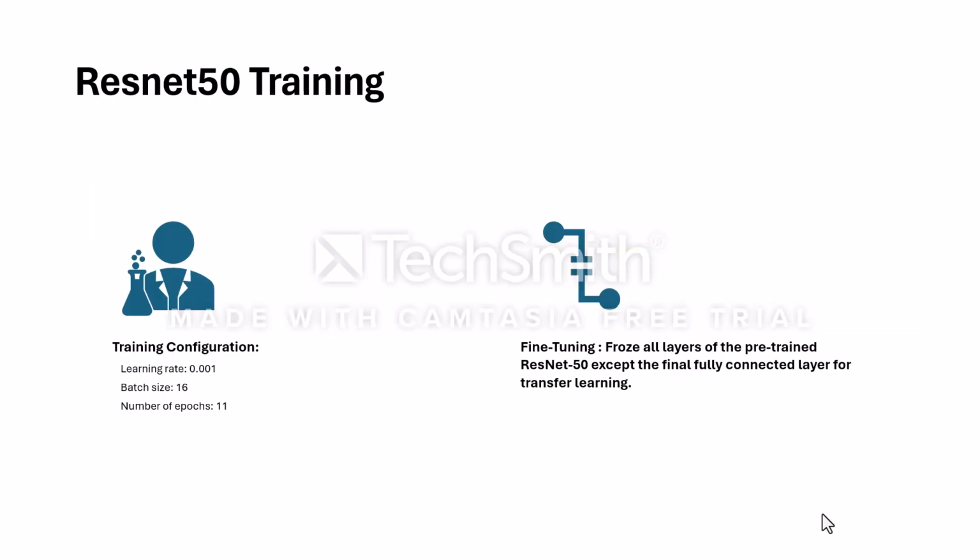Now let's move on to talk about the retraining of ResNet 50. The retraining of ResNet 50 involved specific configurations and hyperparameters to fine-tune the pre-trained model for the detection of illegal landfills. Here is the breakdown of the training configuration. Concerning the hyperparameters, we have used a learning rate of 0.001, a batch size of 16 images, and the number of epochs that the model underwent is 11 epochs.